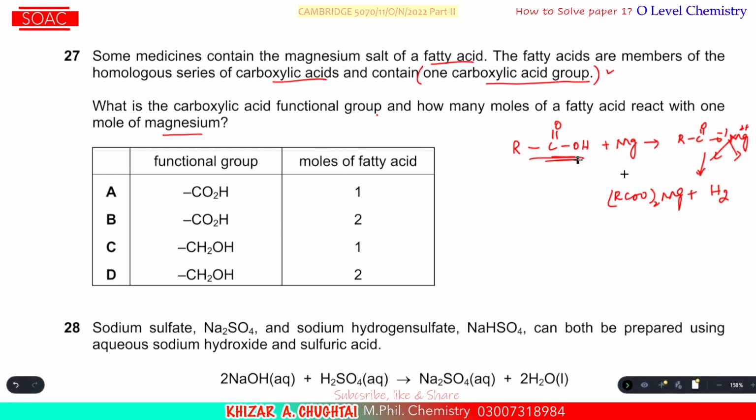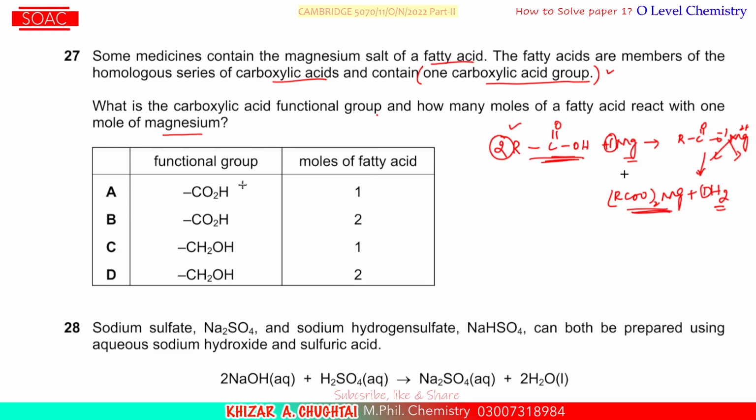For the sake of balancing the equation, we will have to put 2 over here. So 2 moles of fatty acid are required to react with 1 mole of magnesium to make 1 mole of hydrogen and the salt of magnesium.